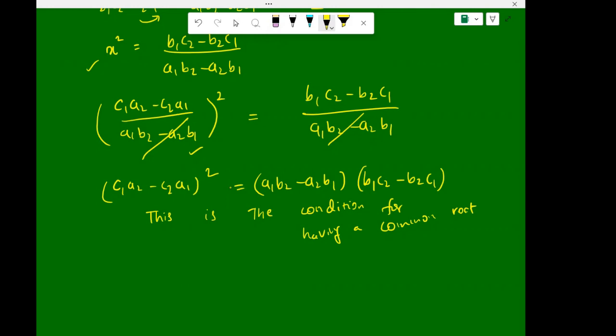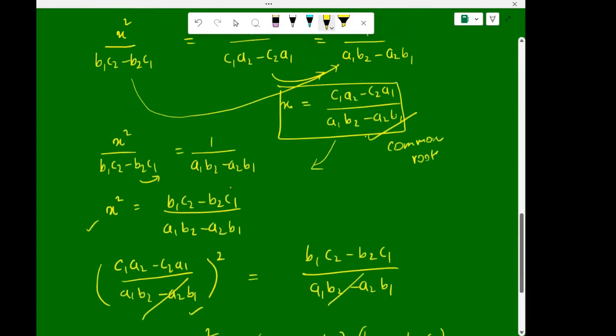So the first thing, what is a common root? Common root means two quadratic equations having the same root. Then it is called a common root for both. Generally the common root x will be in the form of c1a2 minus c2a1 by a1b2 minus a2b1.